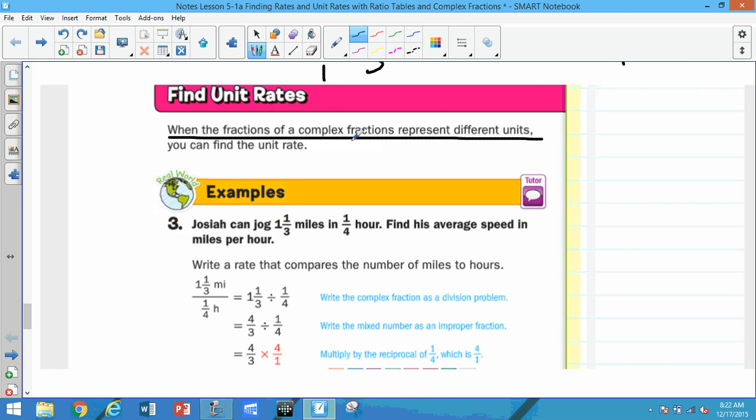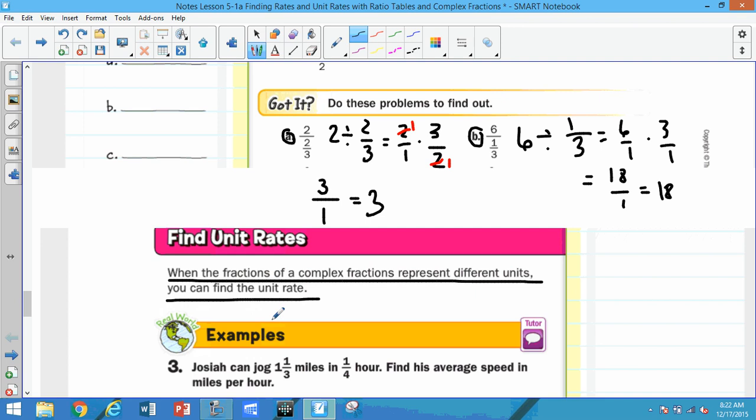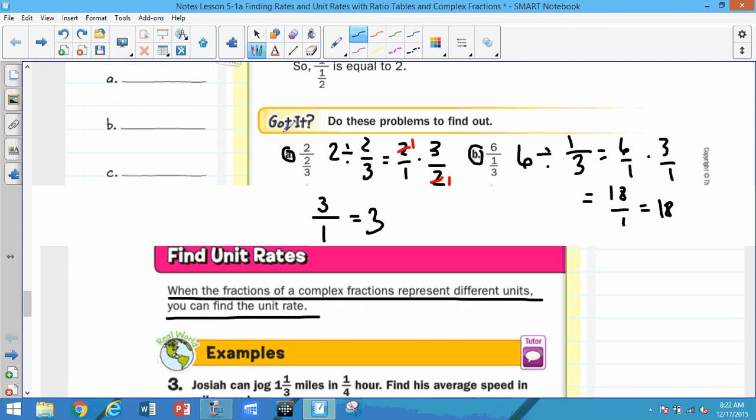There's also word problems with complex fractions. So fractions in a complex fraction represent different units. You can then find the unit rate. That's what your book kind of does. It puts these complex fractions in word problems. But I wanted to make sure that you saw them like this, because I know that you're going to have to know how to do this. So it's important that I don't want you to first see it on a standardized test or whatever and not know what you're talking about.